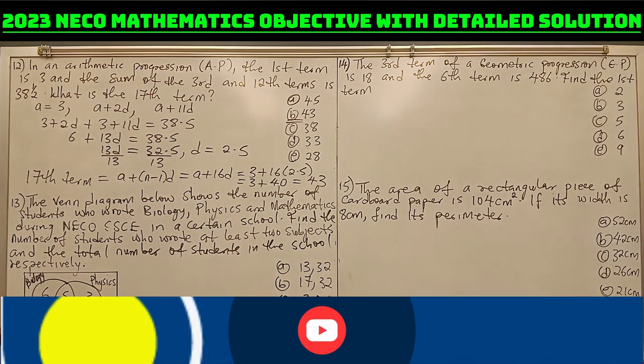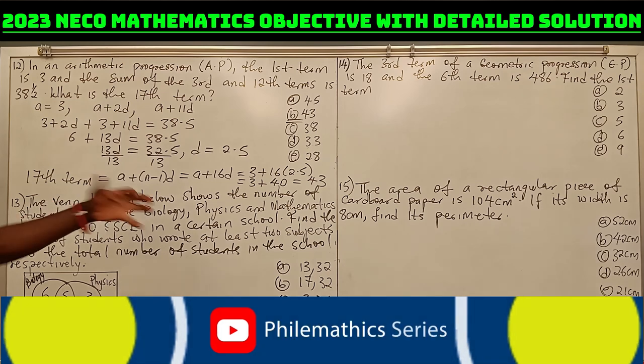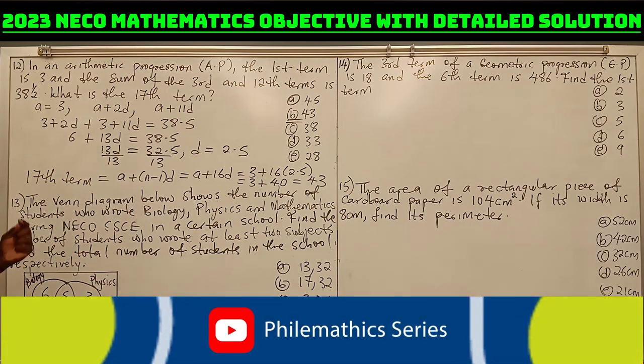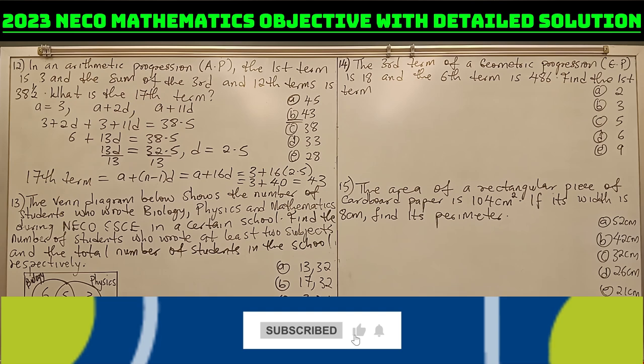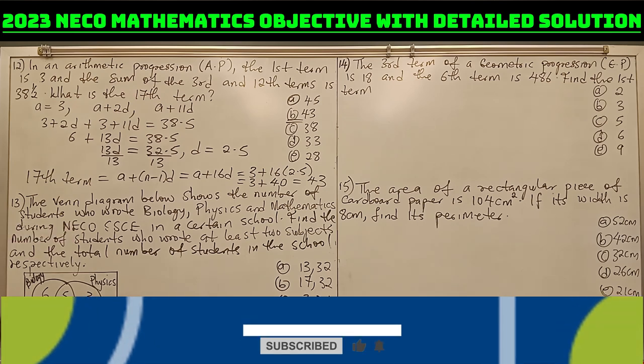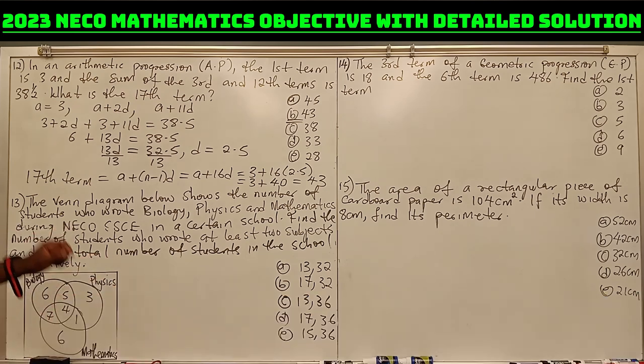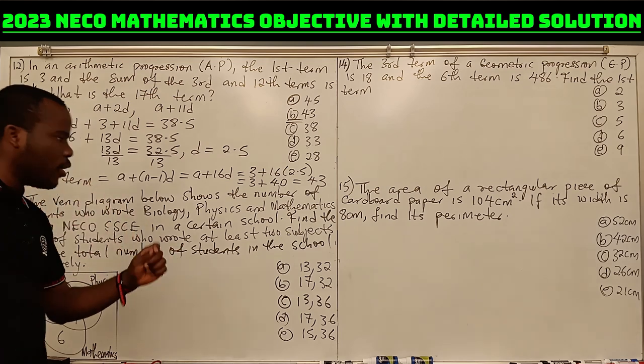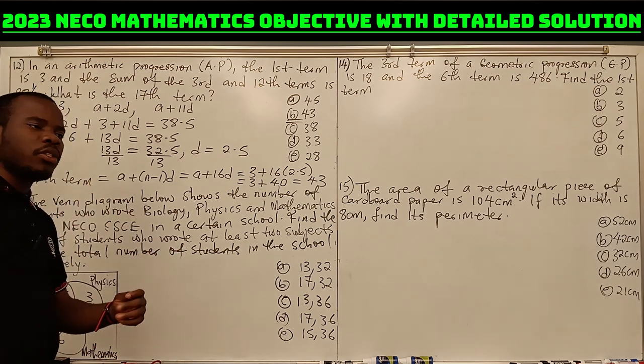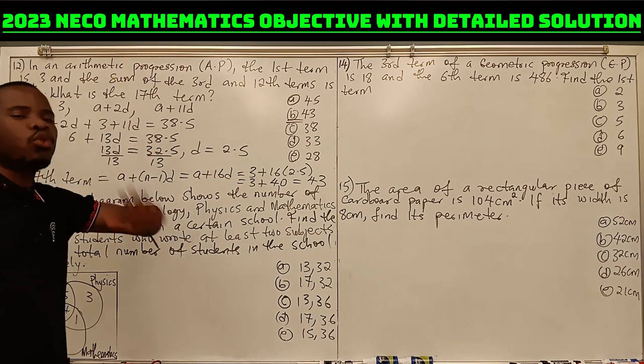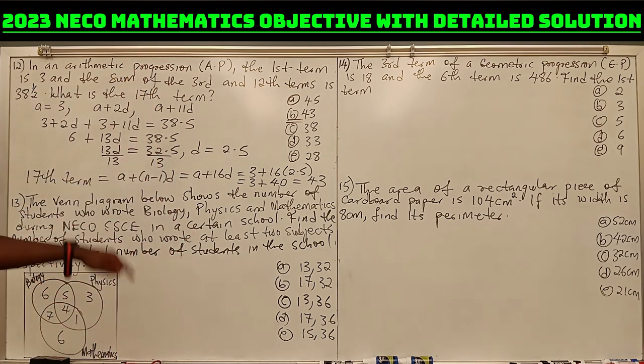Question 13 is very interesting. We are told that the Venn diagram below shows the number of students who wrote biology, physics, and mathematics during NECO SSCE in a certain school. Find the number of students who wrote at least two subjects. At least two subjects means they wrote two and above, that is two and three subjects. Those who wrote at least two subjects are those who wrote biology and physics 5, biology and mathematics 7, physics and mathematics 1.